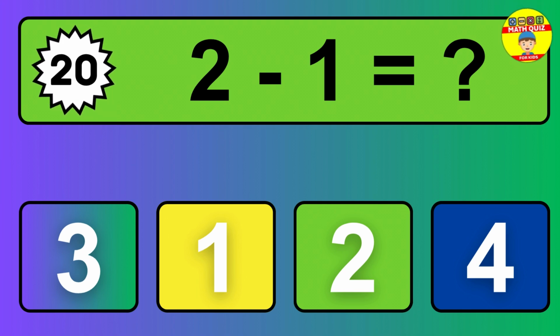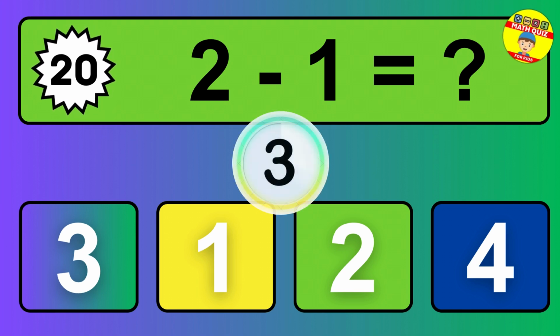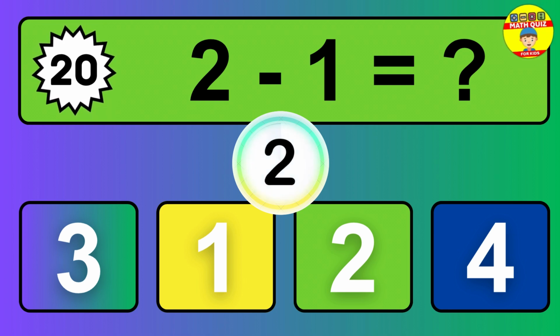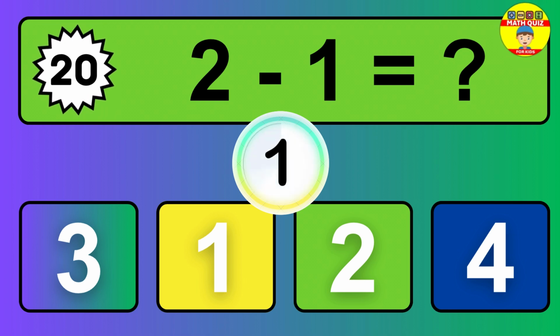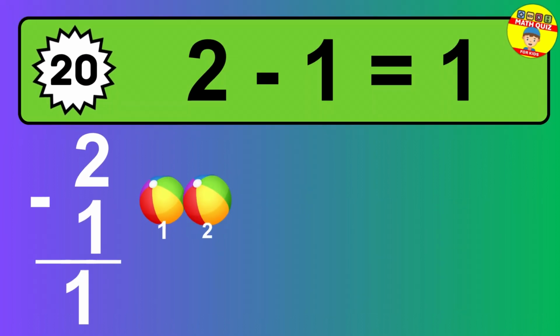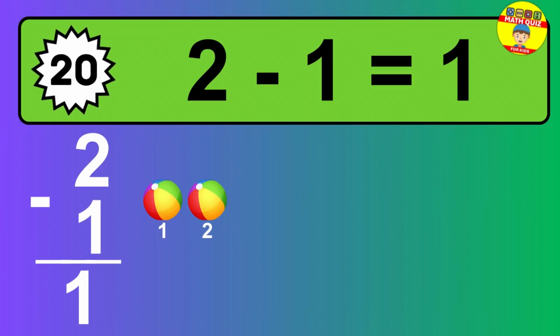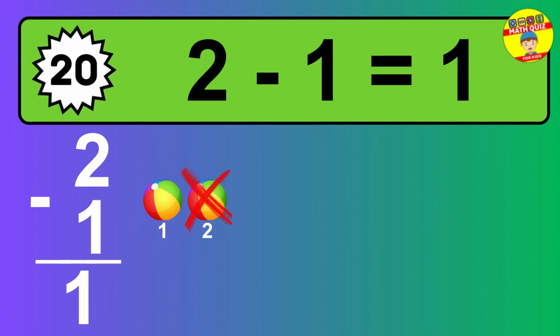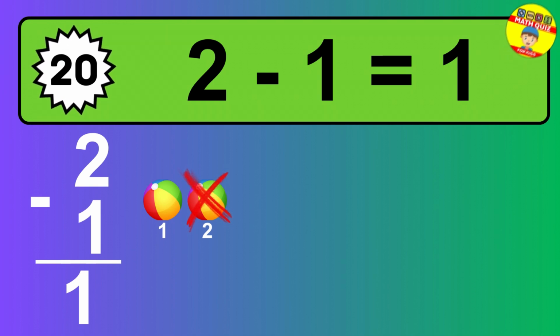Question 20. 2 minus 1 equals what? So, the answer is 2 minus 1 is 1. Let's count it. 1.